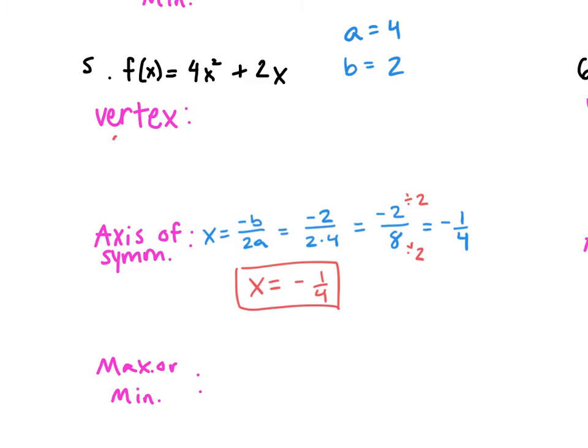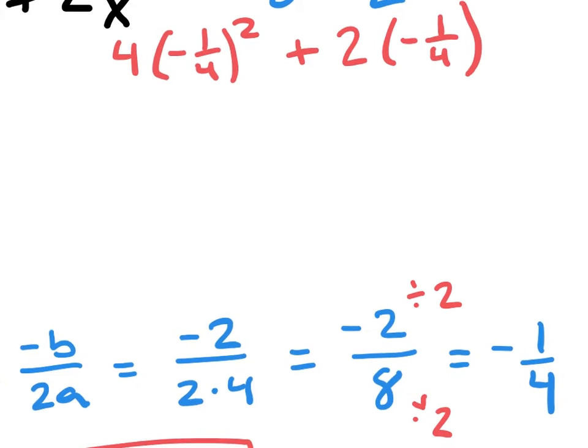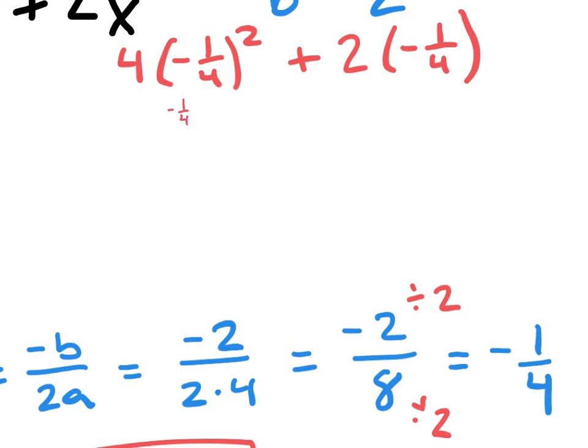So what's the first number in our vertex? Negative 1/4. How do we find the second number? Plug it in. So 4 times negative 1/4 squared plus 2 times negative 1/4. What do we do first to solve? Negative 1/4 squared. So that would be negative 1/4 times negative 1/4, which gives us 1/16. So 4 times 1/16 plus, what's 2 times negative 1/4?